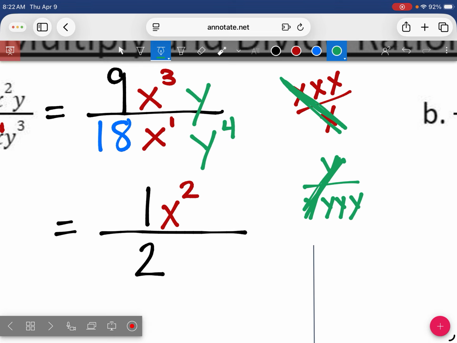When you subtract the 4 minus 1, we're left with 3 y's. Where did I have more to begin with? At the bottom. So they're going to go down here. And that is your final answer.